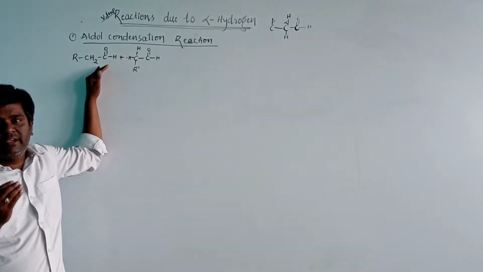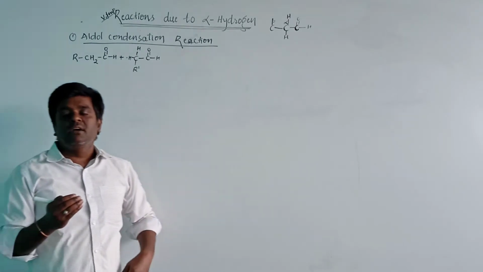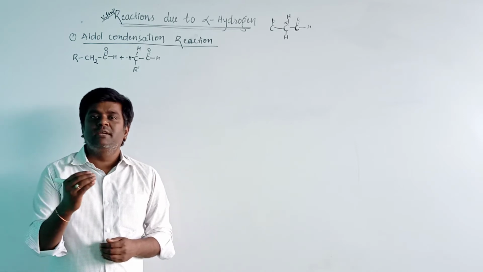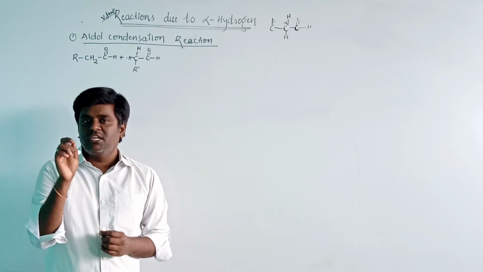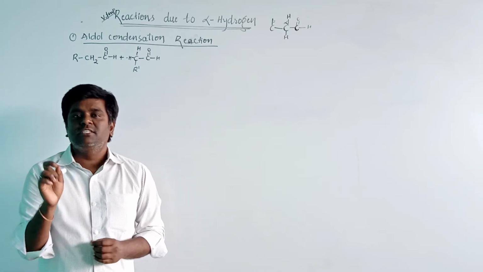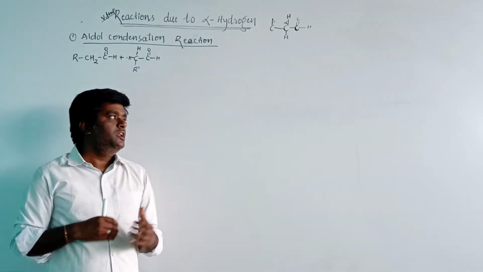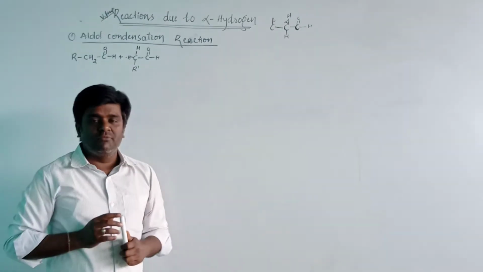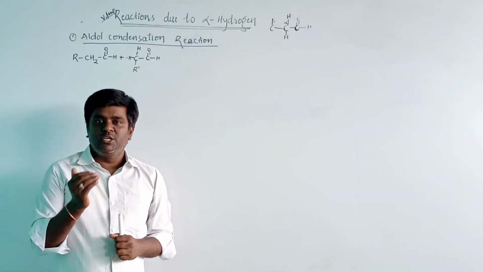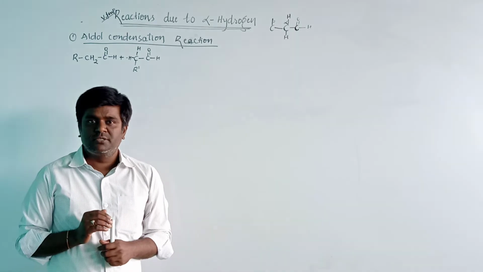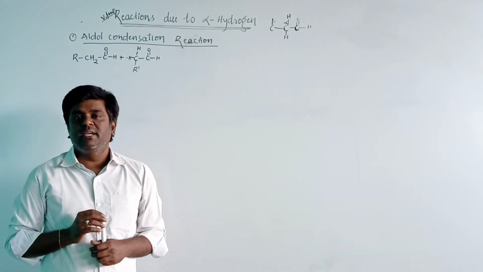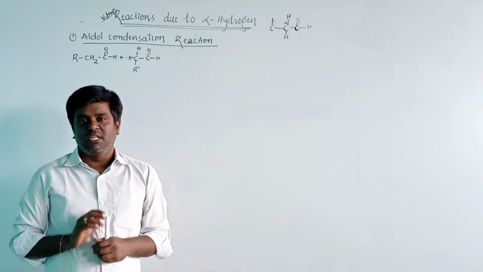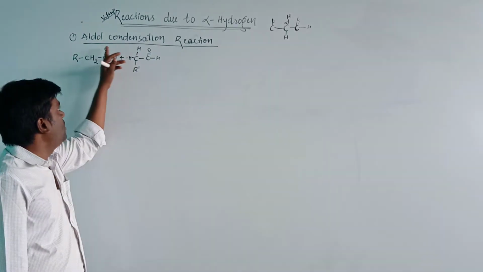When the same aldehydes or ketones react in the presence of dilute NaOH, they give the aldol product, which on heating gives the aldol condensation product, that is, an alpha beta unsaturated carbonyl compound. Once again, when the same aldehydes or ketones are reacted with dilute NaOH, they give the aldol, which on heating produces an alpha beta unsaturated carbonyl compound. That reaction is known as the aldol condensation reaction.